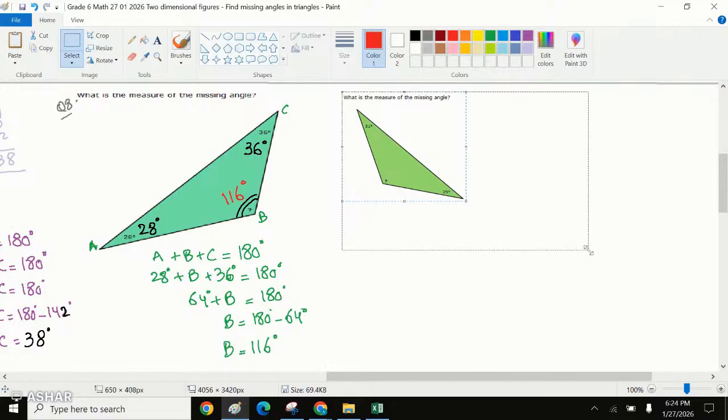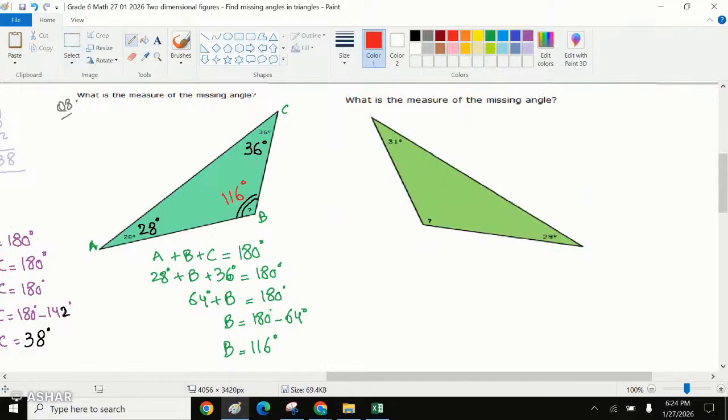If this was the question given to us, this is question number 9. Can we find the missing angle? If this was 31, this is 29, and this angle is missing for us. So can we say that this is A, B, and C? It does not make any difference which edge is labeled as A, B, or C. We just do a random labeling, okay?